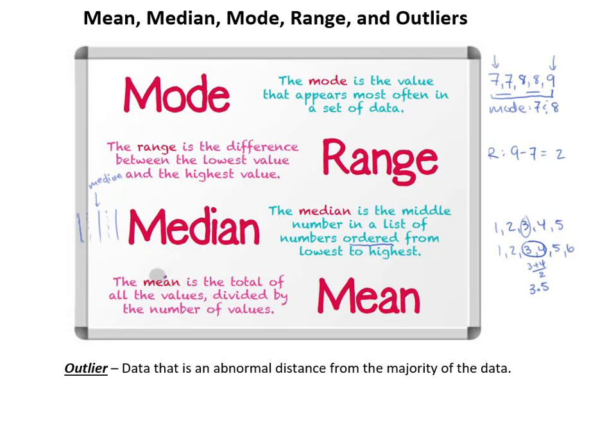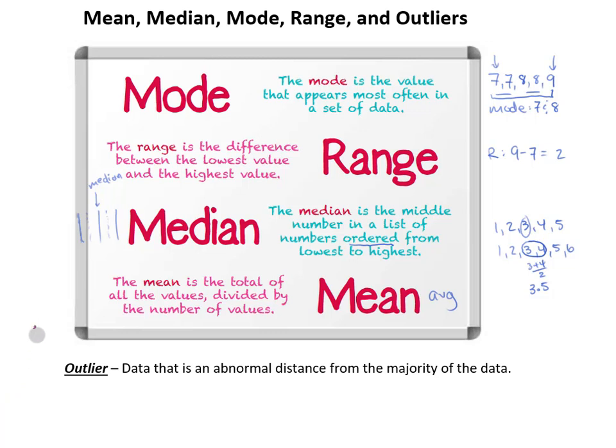The mean is the total of all of the values divided by how many of them there are. It's the average. Mean is the average. So you'd add them all up, divide by how many numbers you added up, and you have your average.